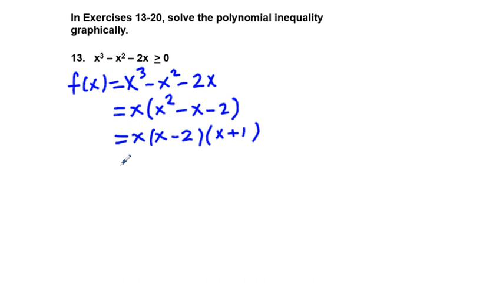So we have zeros where x is equal to 0, and that's a multiplicity of 1. For this x minus 2, we have x equals 2, also multiplicity of 1. And finally, x equals negative 1, for the factor of x plus 1, with multiplicity of 1.